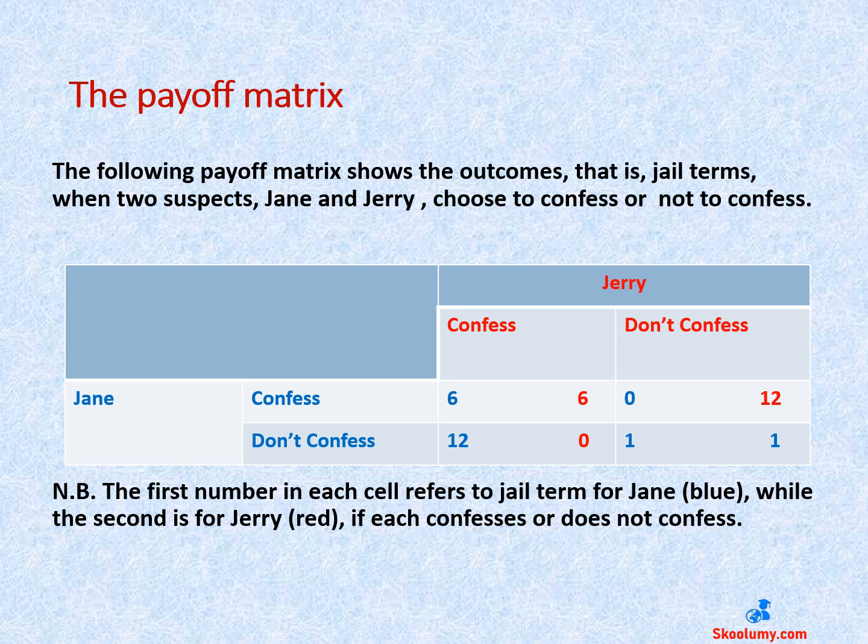Each could receive a maximum sentence of 12 years if convicted. The prosecutors promise each suspect that by confessing, he or she will go free or get 0 jail term, while the other suspect who does not confess will receive the full 12-year sentence. However, they are kept separately and not allowed to communicate. If both confess, each gets a reduced term of 6 years imprisonment.